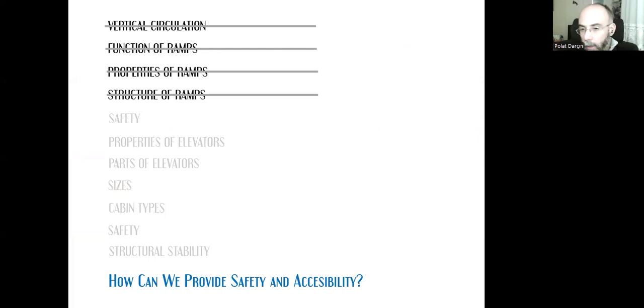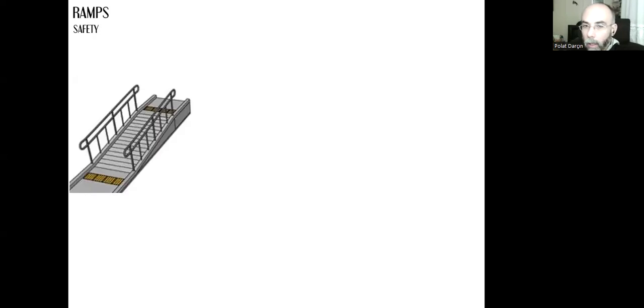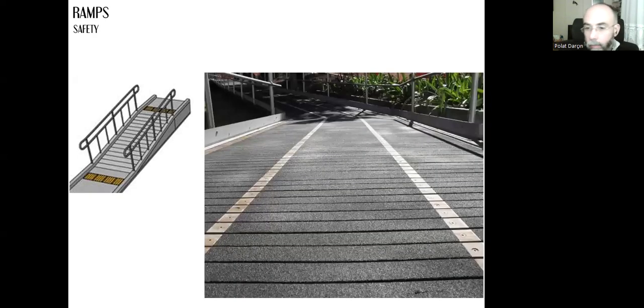How can we provide safety and accessibility? When we say safety, the safety of the user, of course, we are talking about. If required, depending on the slope and the height of the ramp, we may need handrails and or guardrails. If there is a risk for user to fall down and hurt themselves, then we can design handrails and guardrails.